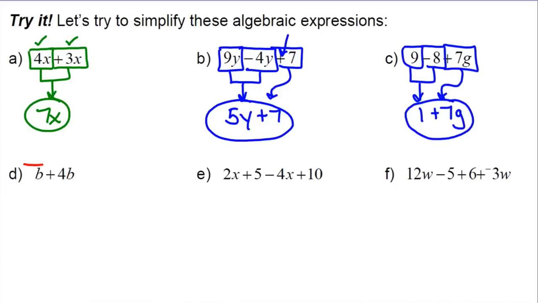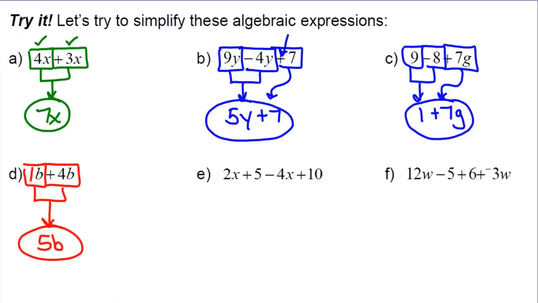Next one, b plus 4b. There are 2 terms in this expression, b and plus 4b. These are like terms because they both contain a b. And remember that the coefficient is a 1. There's a 1 in front of that b. So I have 1b plus 4b's. That gives me 5b. This is simplified because I've gone from 2 terms down to 1 term.